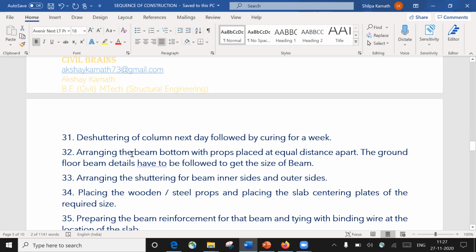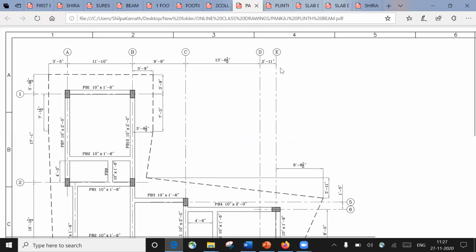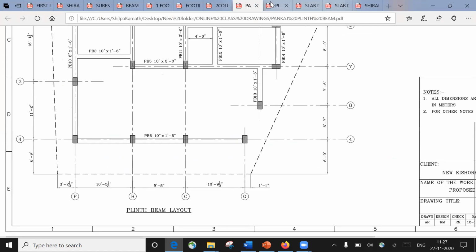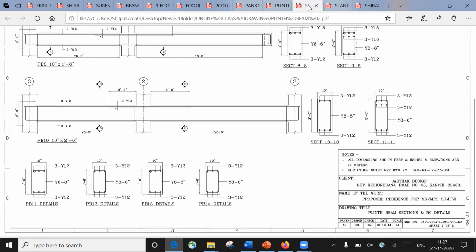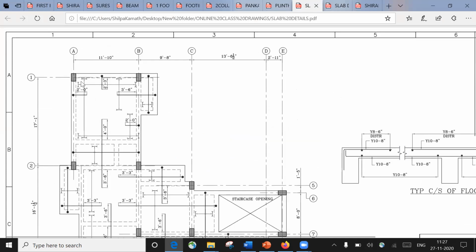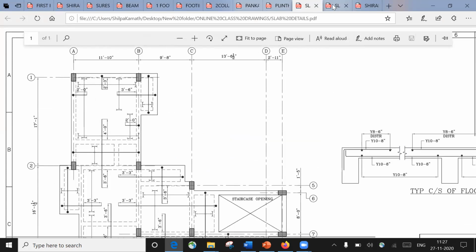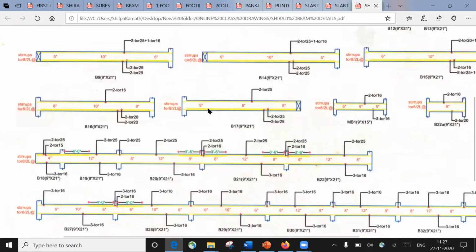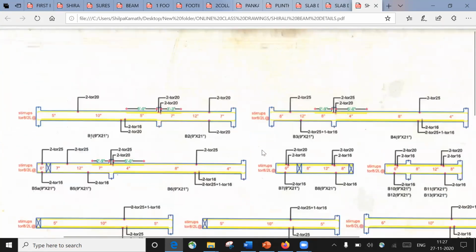So it's mentioned here, arranging the beam bottom with props placed at equal distance apart. The ground floor beam details have to be followed to get the size of the beam. Again, you are going to refer to the drawing. This is the plinth beam. After the plinth beam, you get the slab details, the ground floor slab layout, and along with that you get the beam details also. These are the beam details for the ground floor.